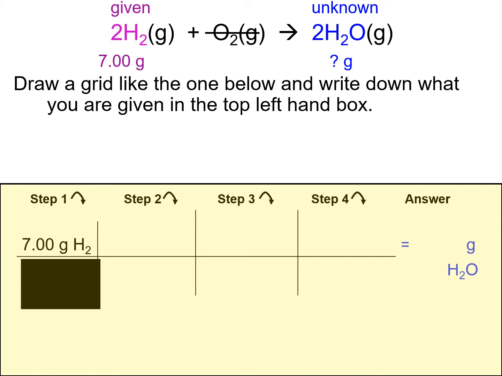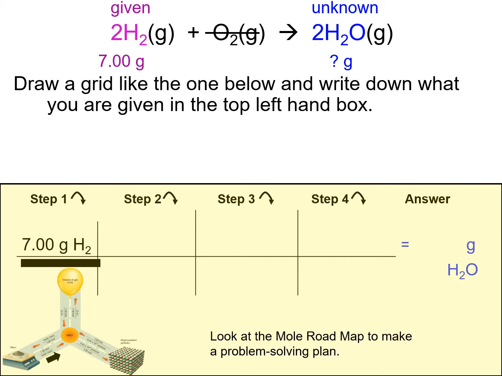Now what goes in the grid where it says step 2, step 3, and step 4 are conversion factors, fractions that are equivalent to 1, and we can figure out which goes in which box by looking at the mole roadmap. So if you get your mole roadmap out, and you start with grams and you want to go to moles, it says that what you should do is multiply by the molar mass on bottom and 1 mole on top. The mole roadmap is generic. We have to supply the specific information.